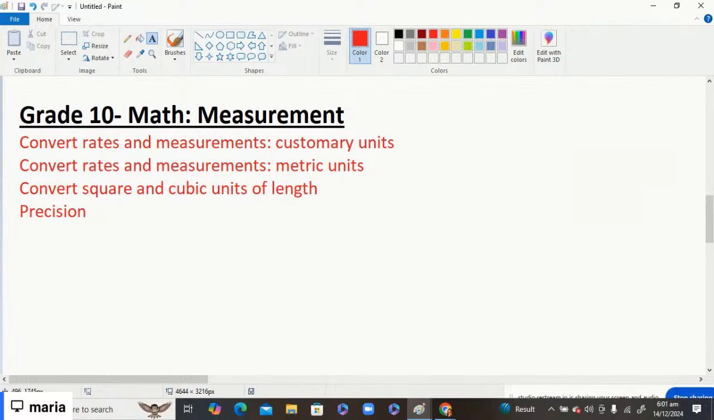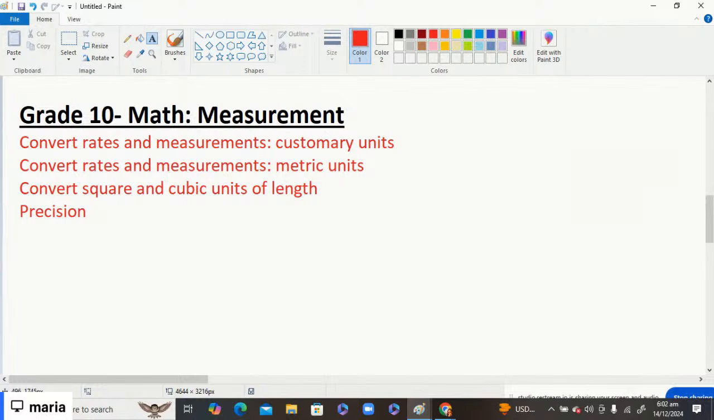So today we are here for grade 10 maths. The chapter we discuss today is measurements. The lessons today are: convert rates and measurements in customary units, convert rates and measurements in metric units, and convert the square and cubic units of length and precision.